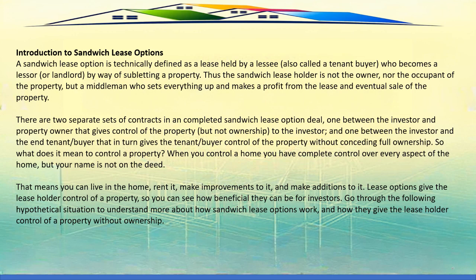There are two separate sets of contracts in a completed sandwich lease option deal. One between the investor and property owner that gives control of the property, but not ownership, to the investor, and one between the investor and the end tenant buyer that in turn gives the tenant buyer control of the property without conceding full ownership. So what does it mean to control a property?